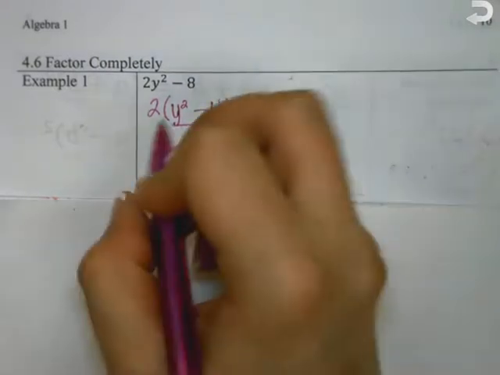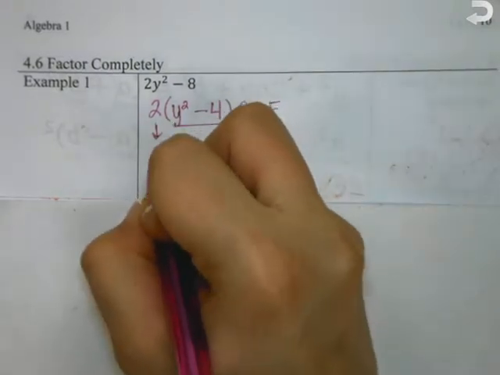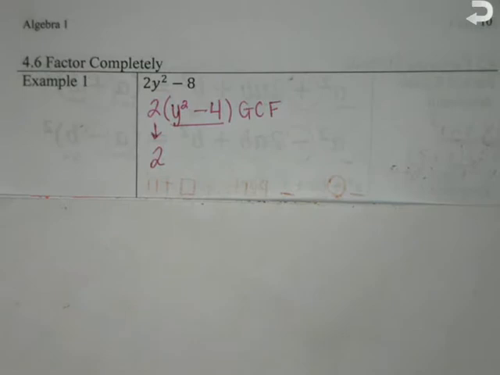So we need to bring the GCF down. This is the one thing students forget all the time. They think that after they factor out the GCF, it goes away. Does the GCF ever go away? No. So bring it down.